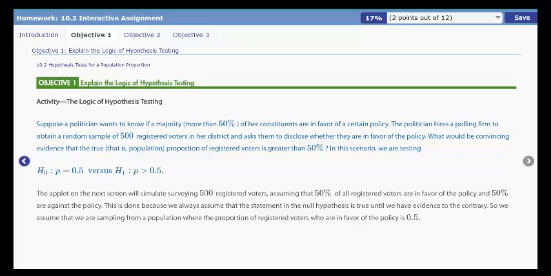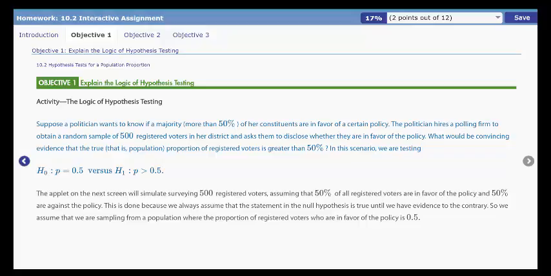Okay, what you're going to learn now, through an applet, is the logic of hypothesis testing and how it works. Let me give you the problem, and then I'll show you how the applet works. A politician wants to know if a majority, meaning more than 50% of the voters in her town, will be in favor of her policy.